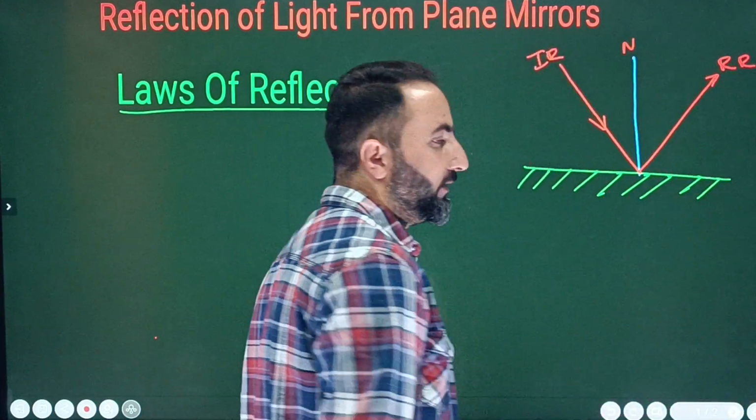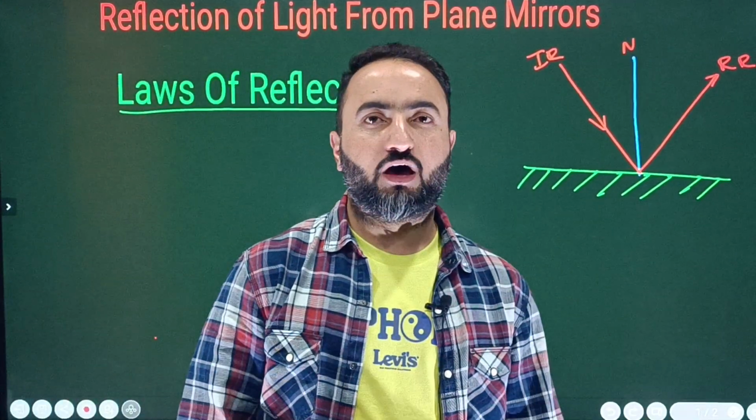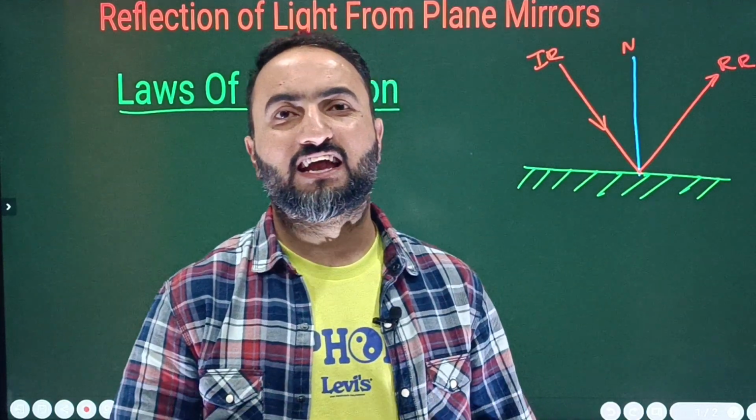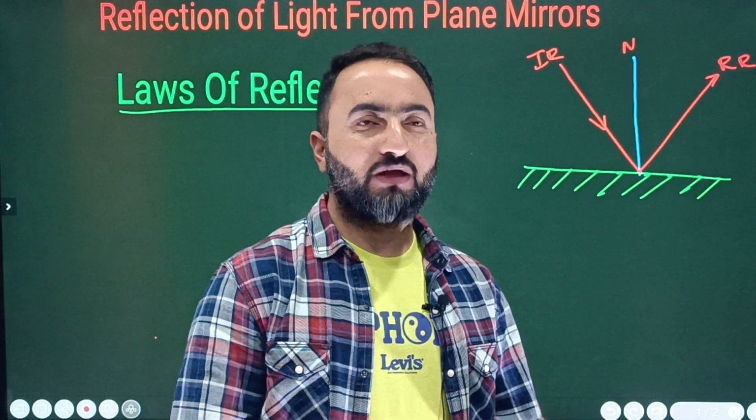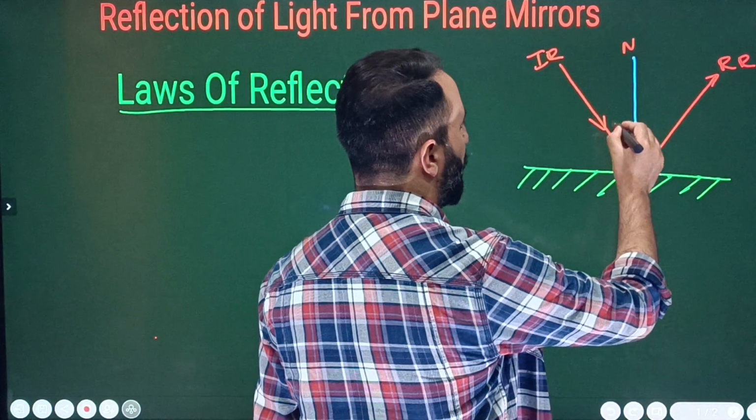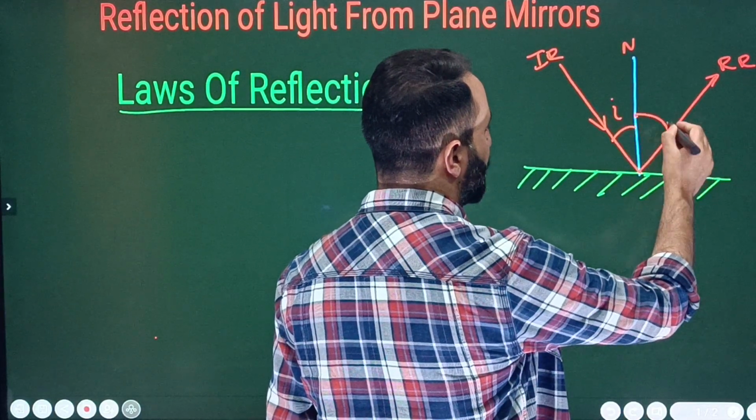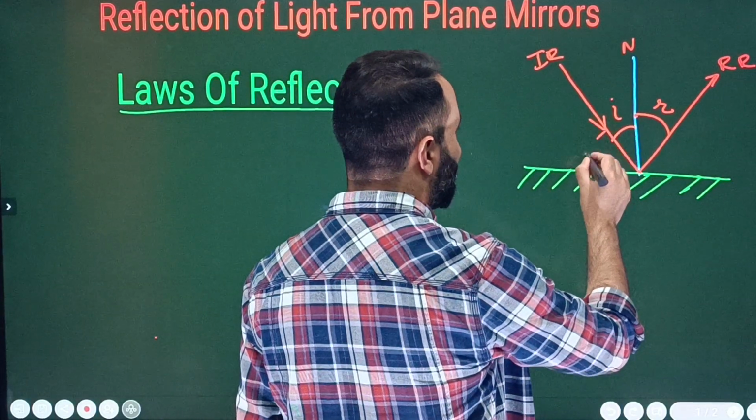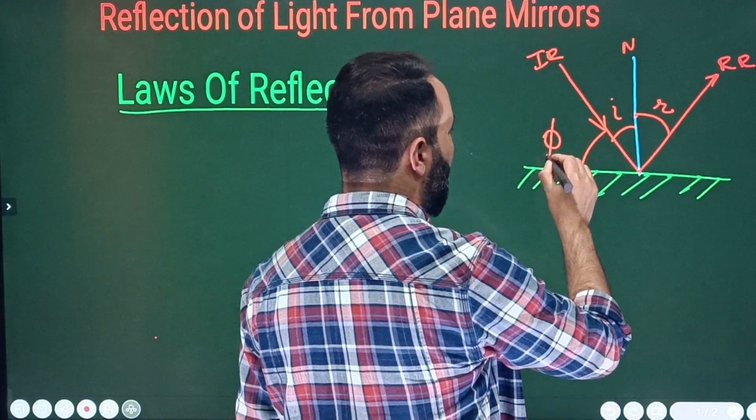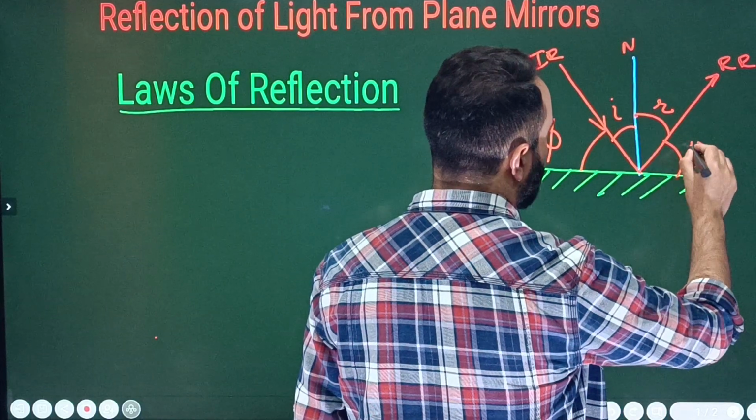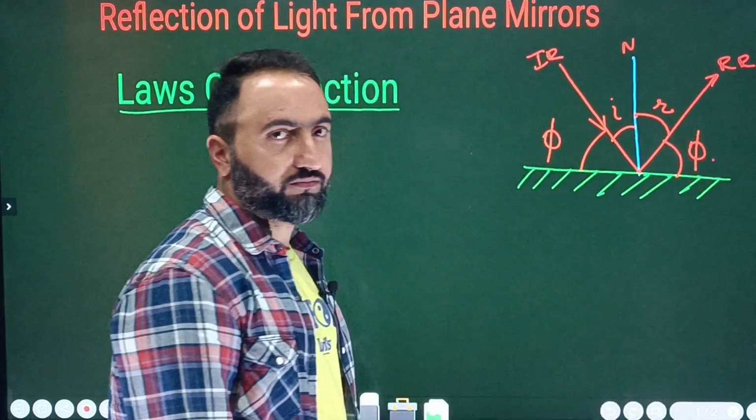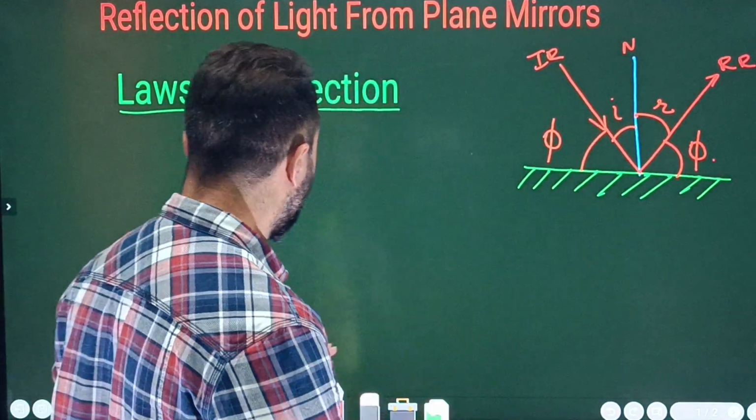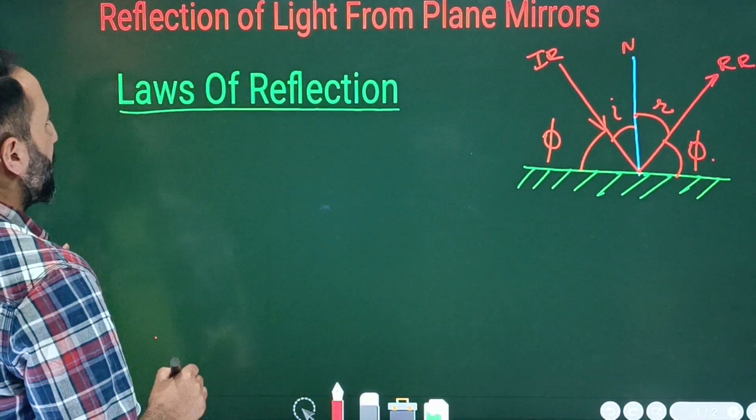Then we define the angle of incidence. The angle of incidence is defined as that angle which the incident ray makes with the normal. So this angle is called the angle of incidence, and this angle is called the angle of reflection. Moreover, these two angles, phi, are called the glancing angles. Let's discuss one by one what the laws of reflection are.